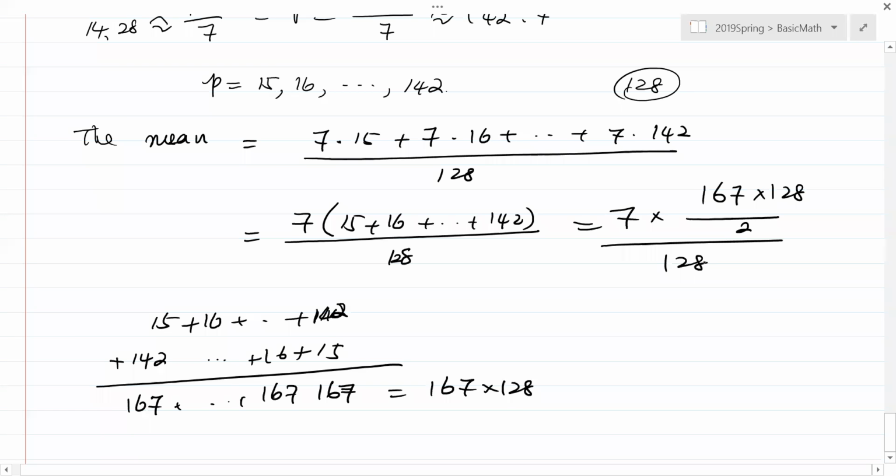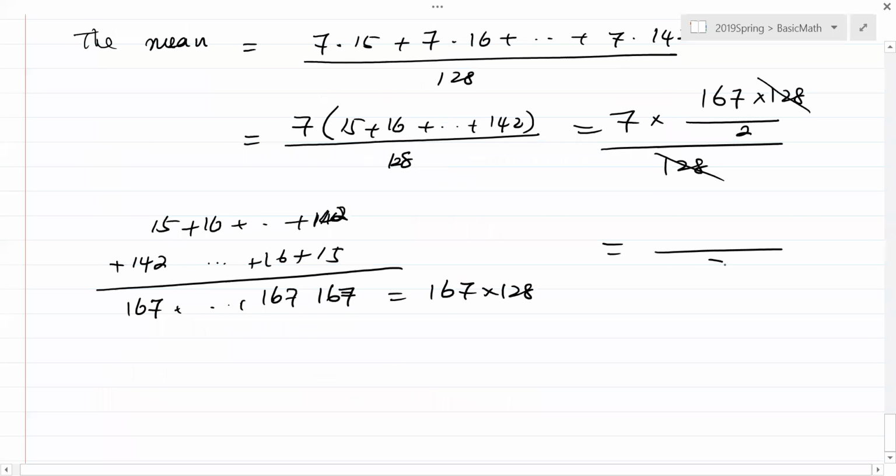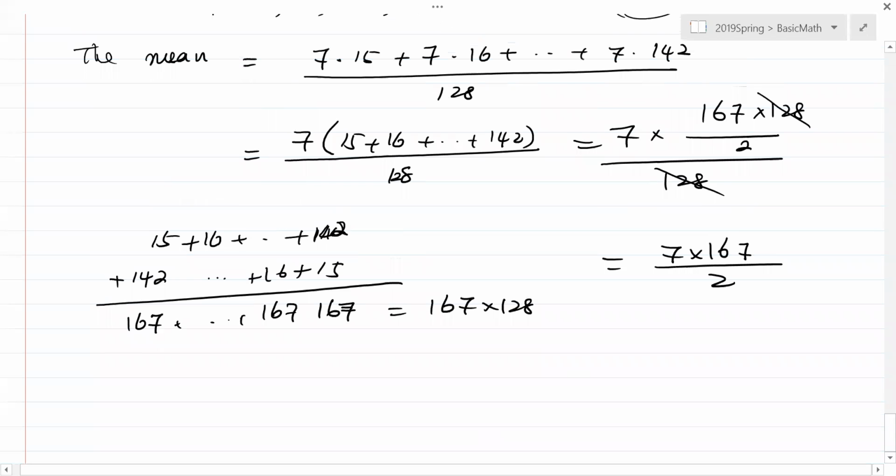Well, so actually 128 cancels out, right? So the mean is 7 times 157, okay? That's the mean, okay? Yeah, okay. So remember how to calculate the sum of consecutive numbers, right? You can begin with any of the numbers, right?